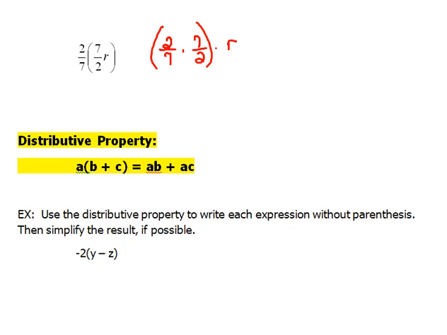So I could reassociate those and multiply the numbers together first, which means now my 2's would cancel top and bottom, 7's would cancel top and bottom, so we would have 1 times r, which is r, and that would be simplified perfectly.